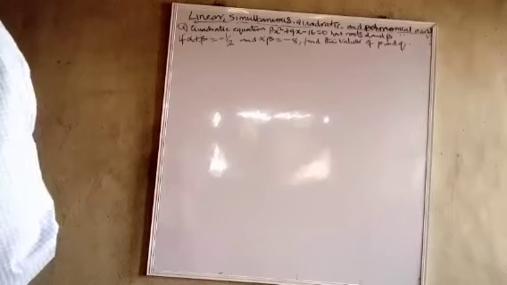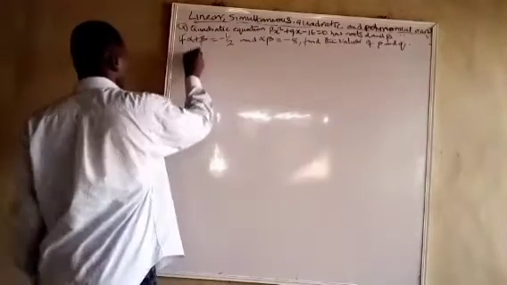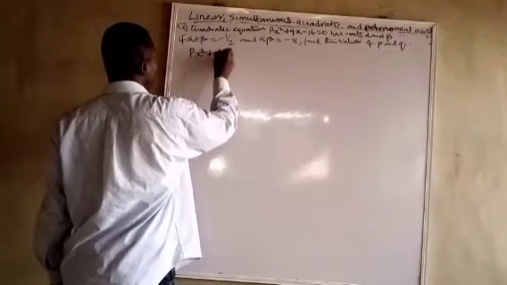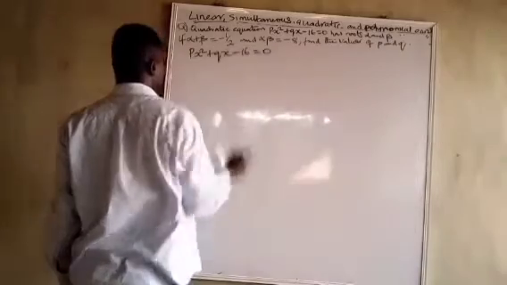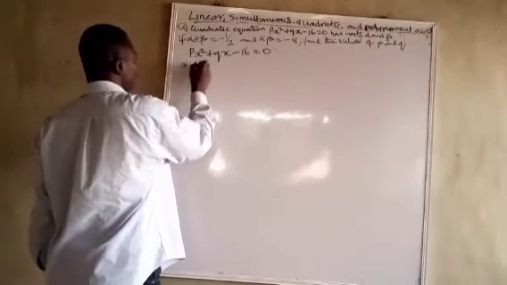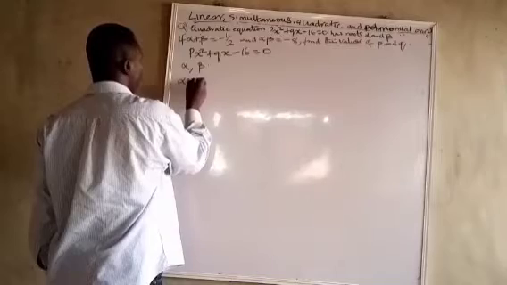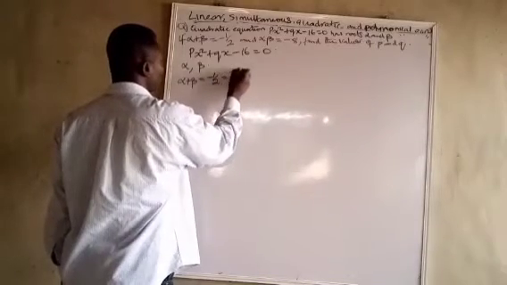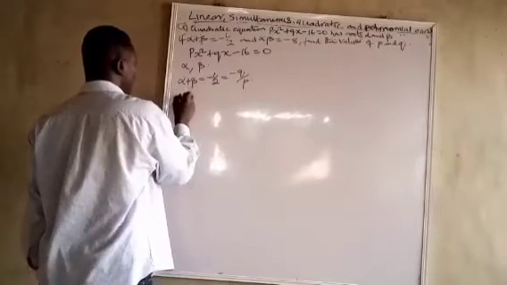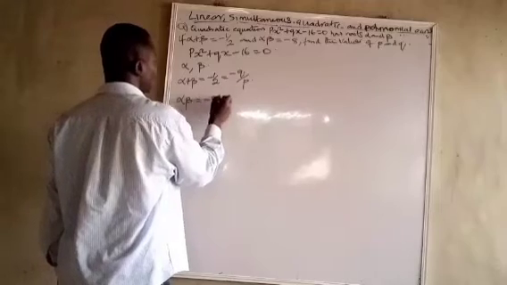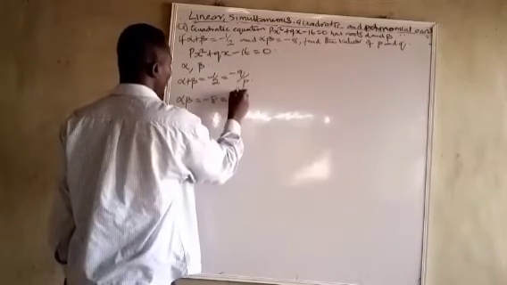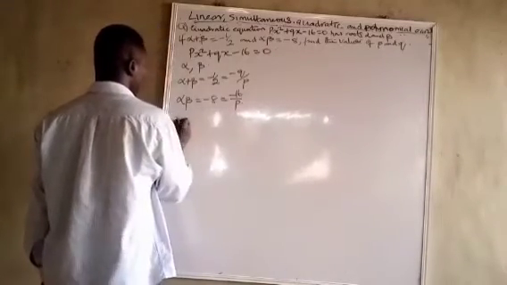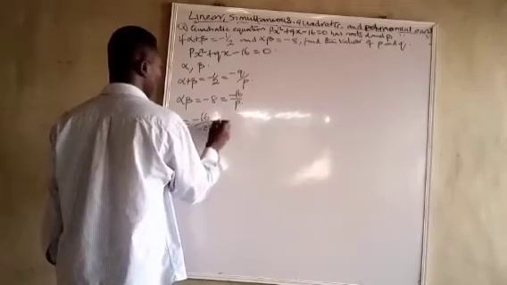The quadratic equation px squared plus qx minus 16 equals 0 has roots alpha and beta. If alpha plus beta equals minus half and alpha beta equals minus 8, find the values of p and q. So we have this equation px squared plus qx minus 16 equals 0, and the roots are alpha, beta. We are also told that alpha plus beta equals minus half, and that is minus q over p. We are told that alpha beta is equal to minus 8, that is minus 16 over p. So p is equal to minus 16 over minus 8, which is equal to 2.